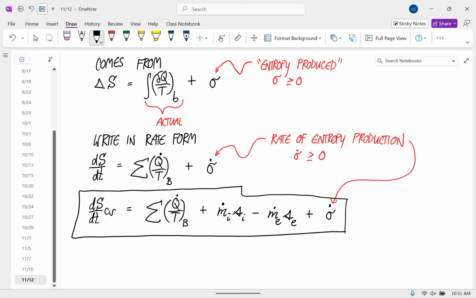It's just the entropy. What happens if there's multiple inlets and exits? Yeah, then you just add on multiple terms for all of them. Yes? The S, what does it stand for? The capital S? Yes. That's the extensive entropy. So as opposed to the specific entropy, which is capital S divided by m.